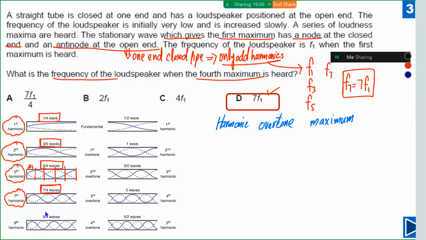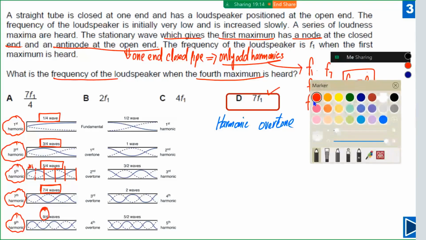And so on. When we have 9 by 4 lambdas inside the pipe, we call that the ninth harmonic. From here you can simply see we have only odd harmonics: first, third, fifth, seventh and ninth. Now let's try to understand maximum.